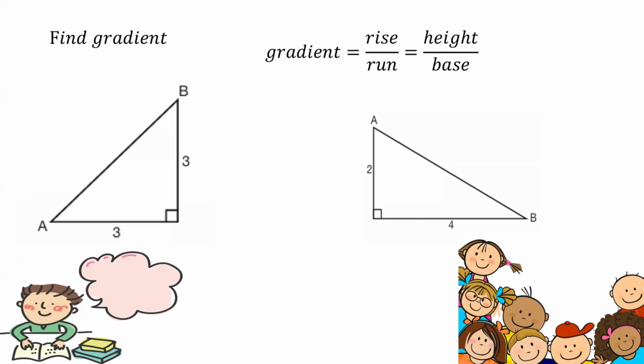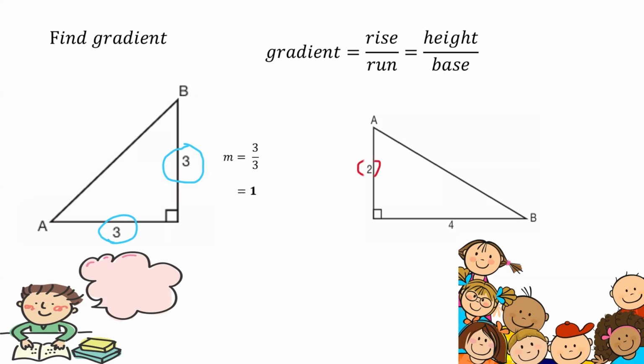Which means height over base. Let's see in the first question, the height and the base are both given the same value, 3 and 3. So what we have to do? The gradient is normally noted as m. So that is equal to 3 over 3. When we simplify, we'll get 1. Okay. So let's move to the second question.